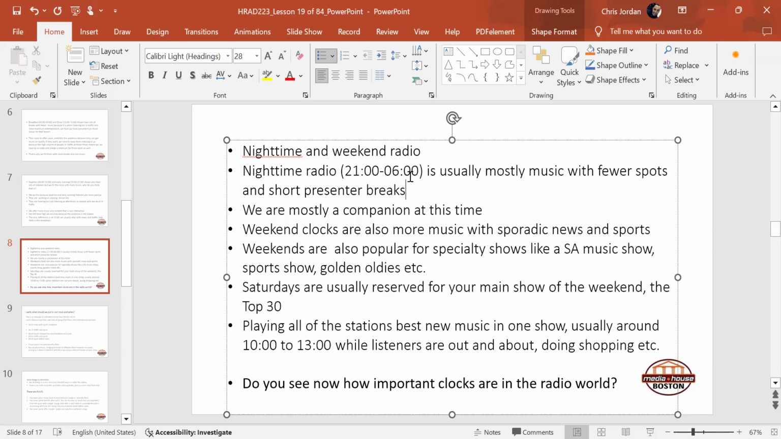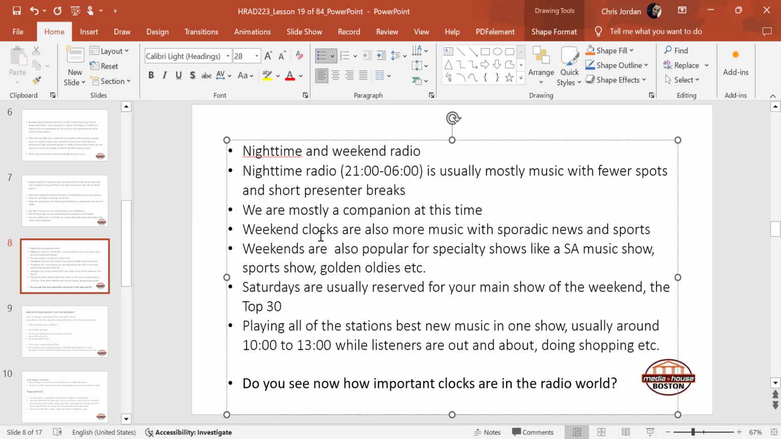But mostly brand oriented, so station oriented links and just companionship at the end of the day, right? You're just there. You're playing the music. You have a friendly, welcoming environment. That's what's requested of you. So you obviously do the best at that and be the best at what you are expected to do. So we are mostly a companion at this time.